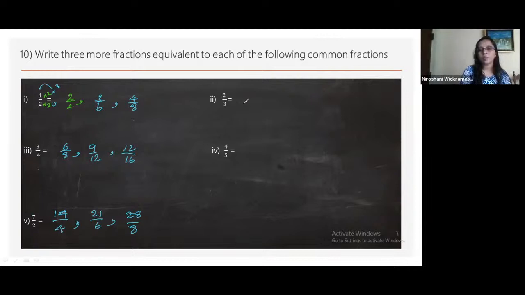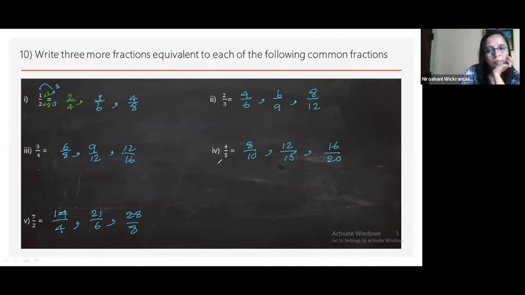Here this is by 2. 2 times 3, 6. 2 times 2, 4. 3 times 3, 9. 3 times 2, 6. 4 times 3, 12. 4 times 2, 8. Next one. 2 times 4, 8. 2 times 5, 10. 3 times 4, 12. 3 times 5, 15. 4 times 4, 16. 4 times 5, 20. Then we wrote 3 more equivalent fractions for these numbers.